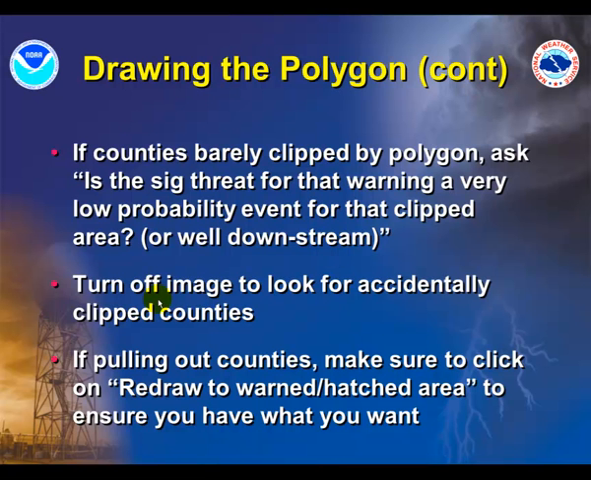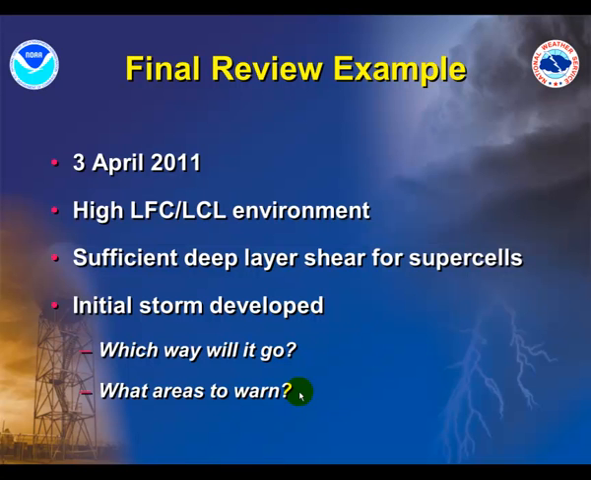Turn off your image. This is always a good idea. With the low reflectivity values, it can sometimes overlay things and you don't see your W's or your hatched areas. Turn off the image to look for accidentally clipped counties. And if you do pull out counties, make sure you click redraw to warned hatched area to ensure you have what you want before you create your text.